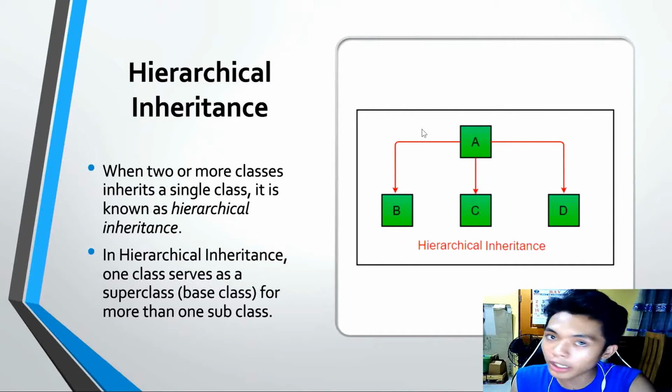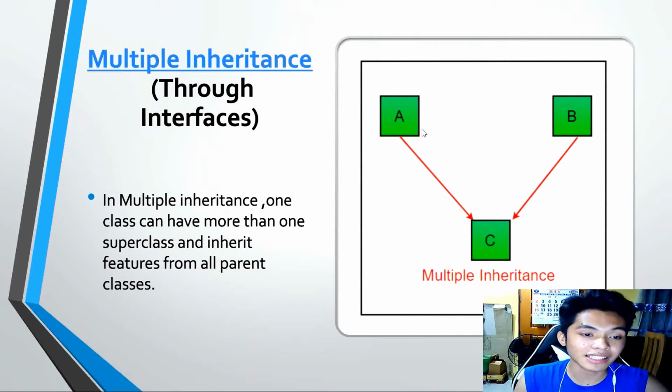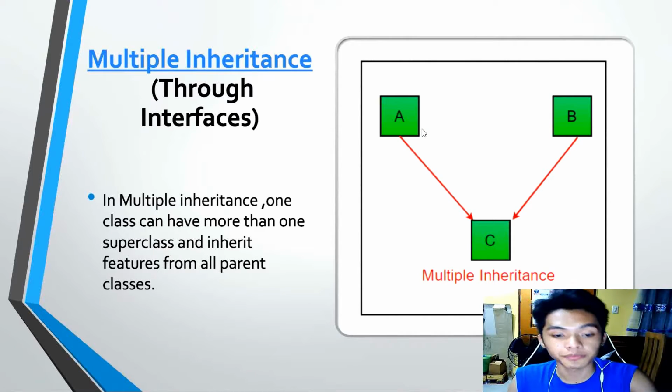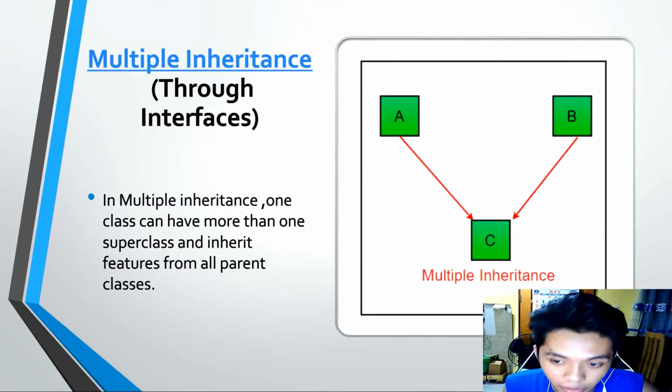So the next one here is multiple inheritance. In multiple inheritance, one class can have more than one superclass and inherit features from all parent classes. So for example, in this example, class C extends both class A and B. So this is multiple inheritance.